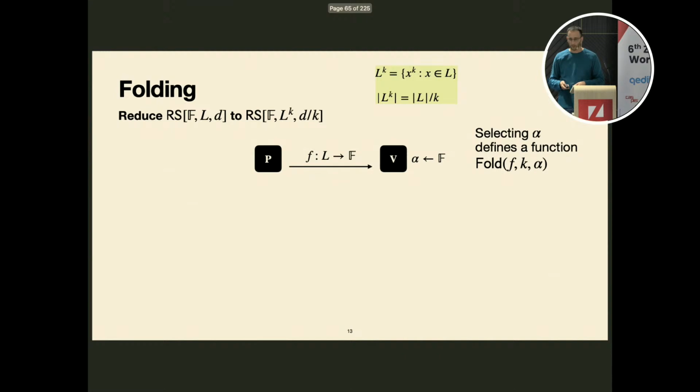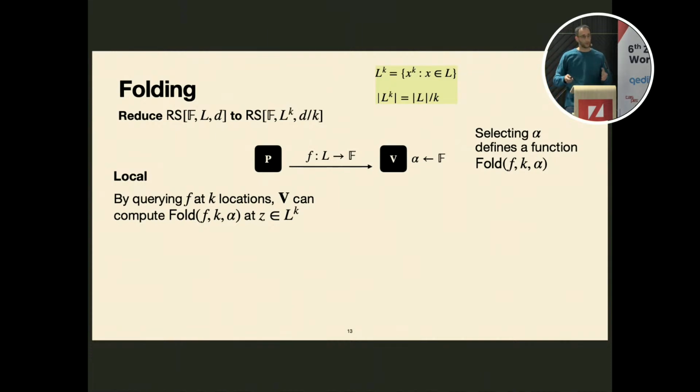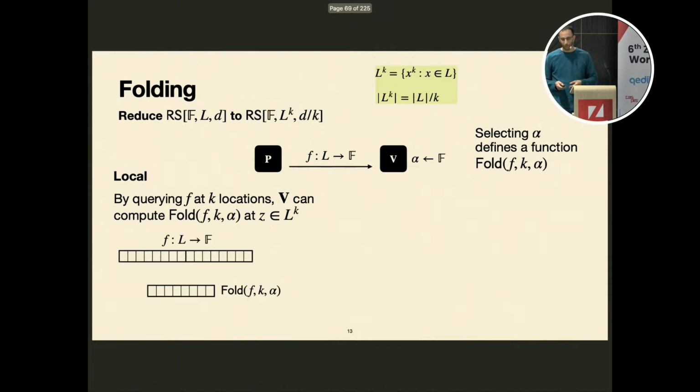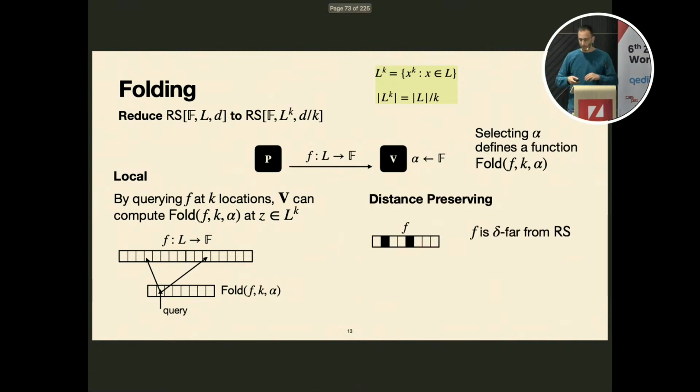This is the folding parameter. This is a randomized process. The verifier needs to sample some randomness alpha, send it to the prover, and then I have this folded function, which we denote by the fold of f with parameter k and alpha. And this folding is local. This is very important. So how does the folded function compare to f? If you want to query the folded function, there is a local mapping: you query k places in f, and from them you can compute the folding. So we have local access to this folding function, and it preserves distance.